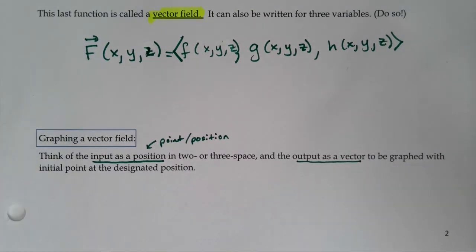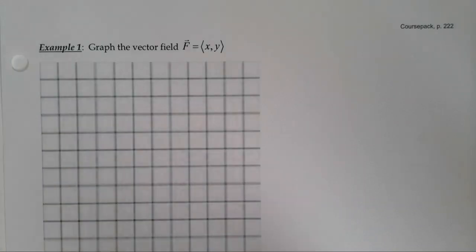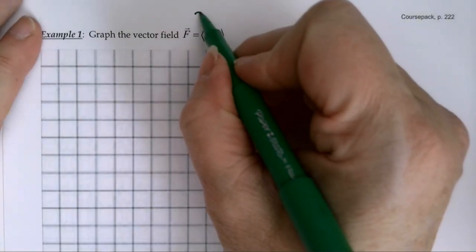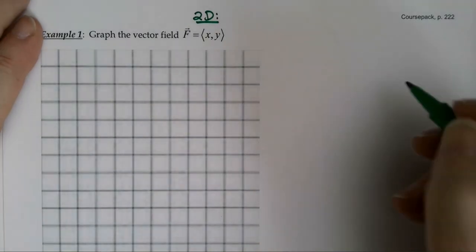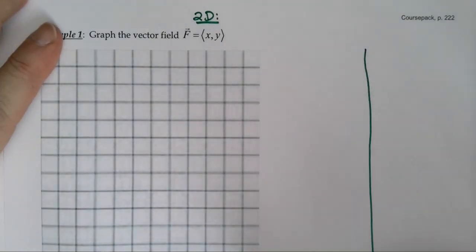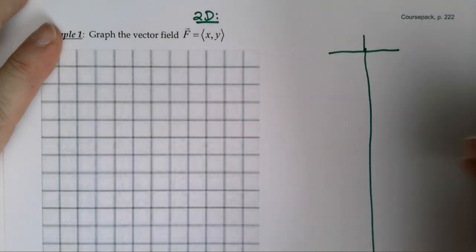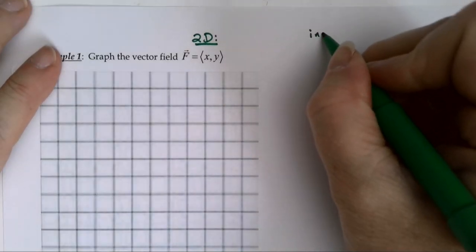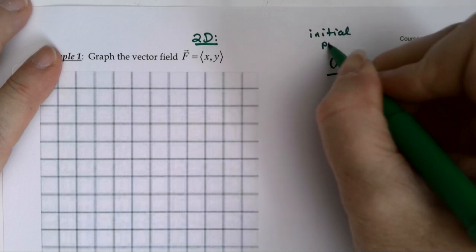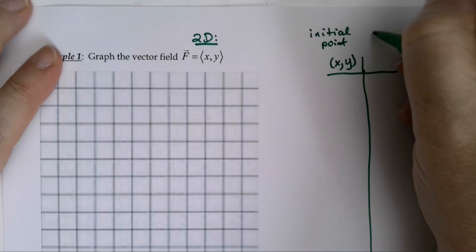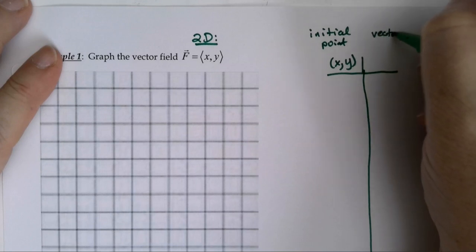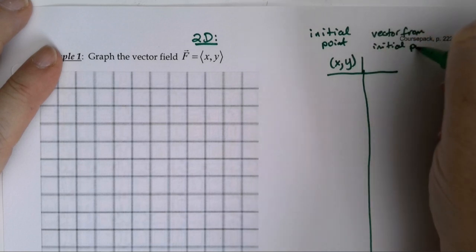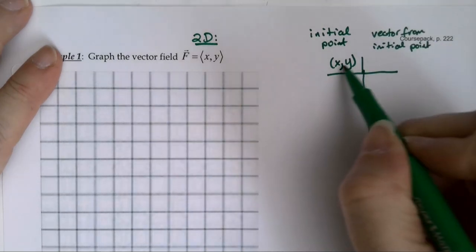All right, so let's look at how this works. Let's do an example. We are going to graph the vector field f equals xy. So this is 2-dimensional, you'll see, right? There's no z in that, thankfully, because this is very hard to do in 3 dimensions. And we won't do it by hand. We are going to have computers do this. All right, so we're going to take our initial point, which is our x's and our y's, and then we're going to have our vector form from that initial point. And this is a particularly easy vector field to make because the point xy is the vector.